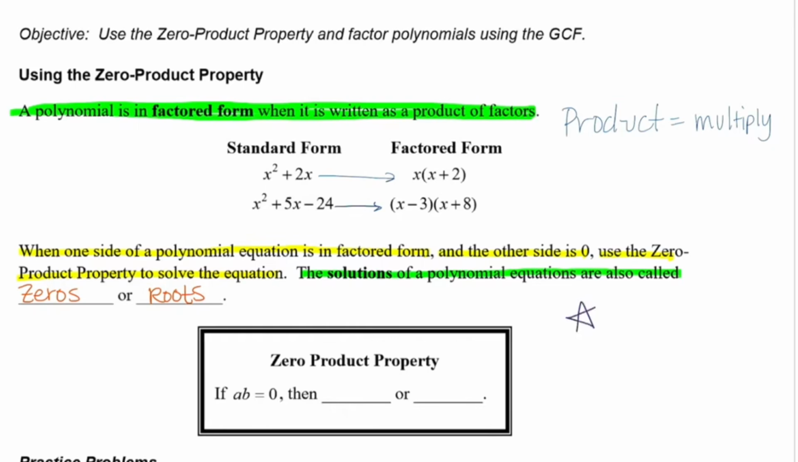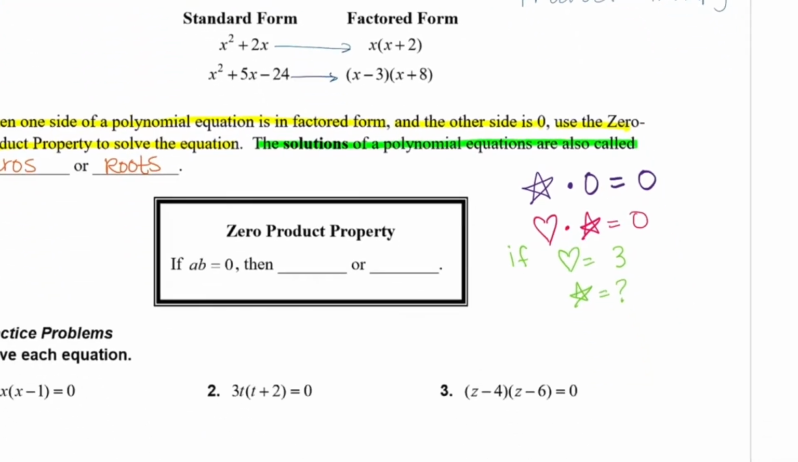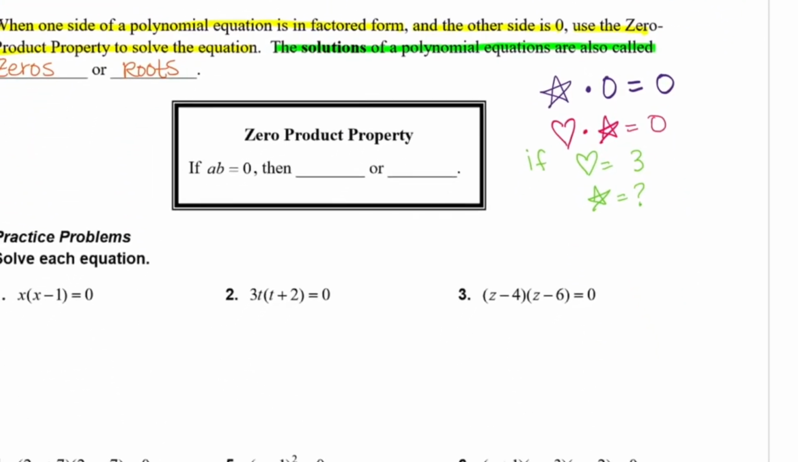Now, if I were to take a star and times it by 0, that would equal 0, because anything times 0 equals 0. If I were to take a heart and times it by a star and say that equals 0, and I were told that the heart is equal to 3, that would tell me that the star would have to equal 0 because 3 times 0 equals 0.